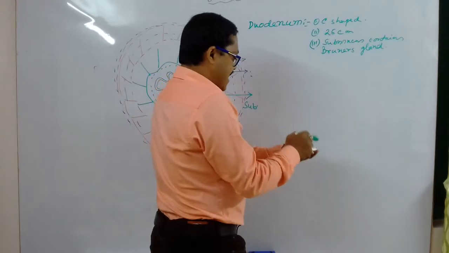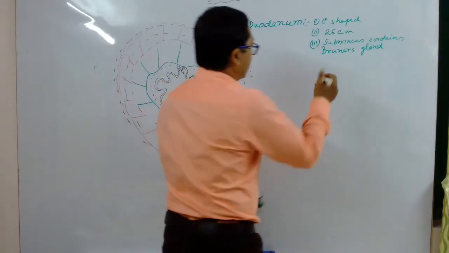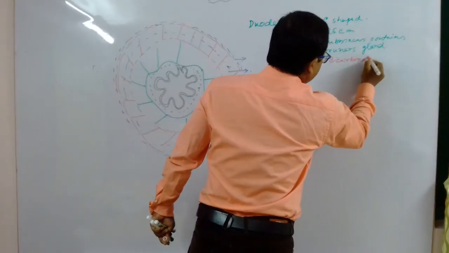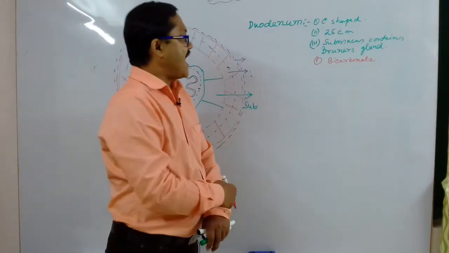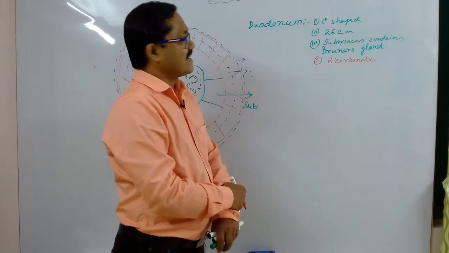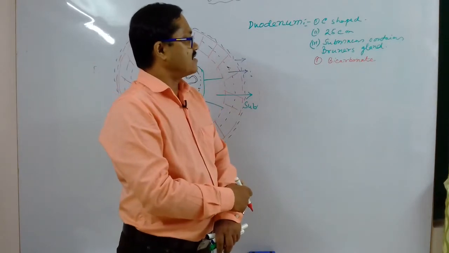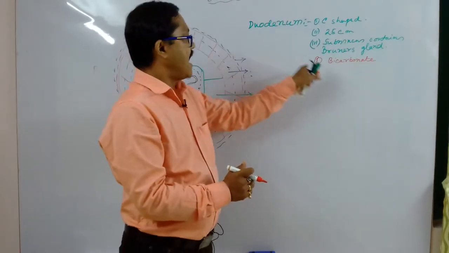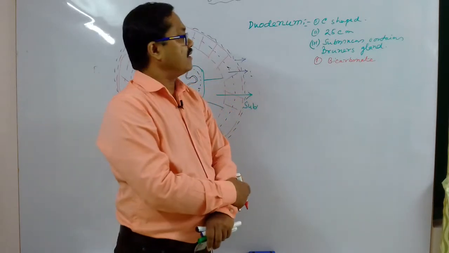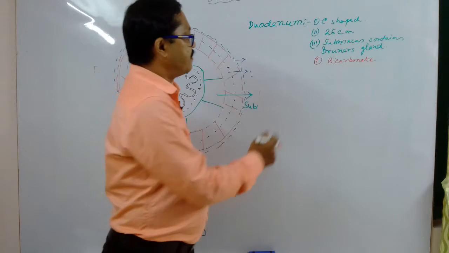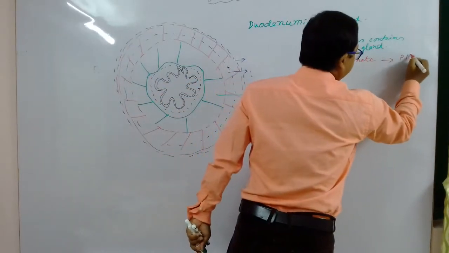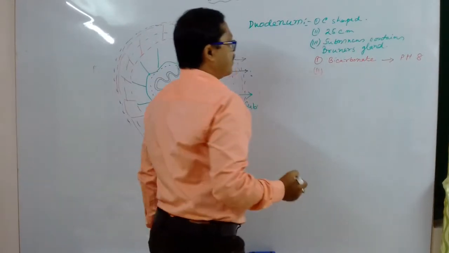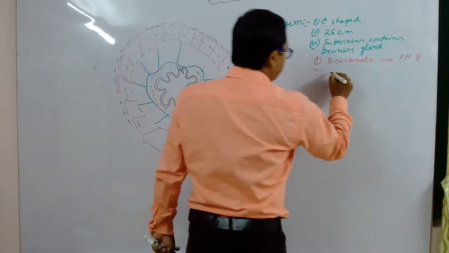Brunner's gland secretes two types of components. One is bicarbonate that neutralizes the acidic medium of the gastric juice. Gastric juice acidifies the food content, then the food content enters into the duodenum, and bicarbonate neutralizes it and increases the pH, and the pH reaches near about 8. Second, another enzyme is secreted from the Brunner's gland. This secretion is called enterokinase.